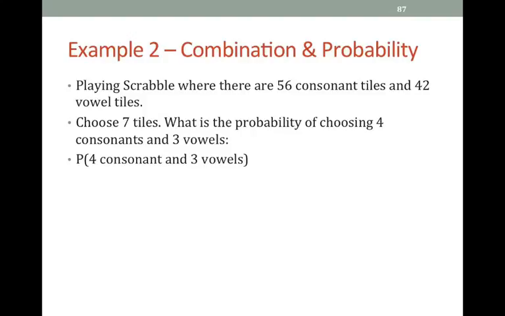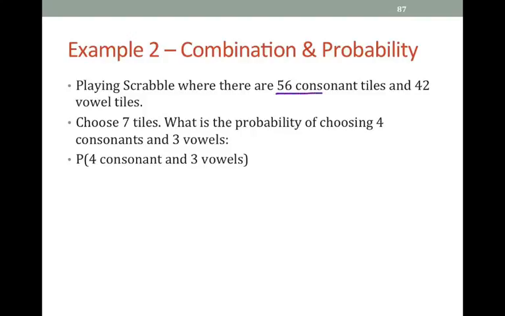Okay, so we're going to play Scrabble now. We've got Scrabble, there are 56 consonants and 42 vowels. So we want to choose 7 tiles. What's the probability of choosing 4 consonants and 3 vowels? Okay, so in probability lingo, that's P of 4 consonants and 3 vowels.